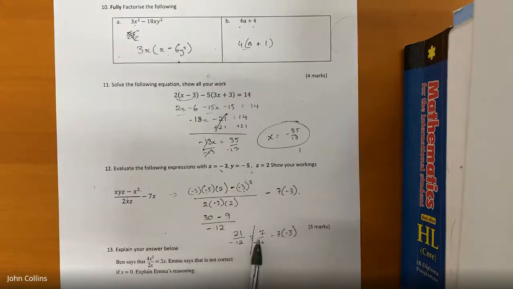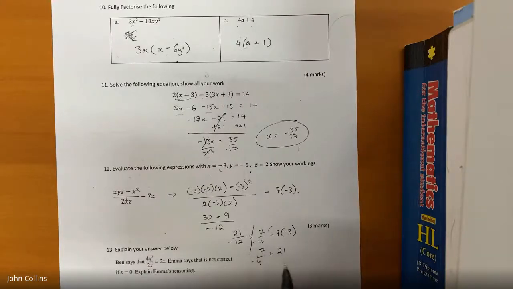So multiplication must be done before any adding and subtracting. So I've got to multiply minus 7 times minus 3. Minus 7 times minus 3 is positive 21. So I still have that, plus 21. All right, common denominator of 4.